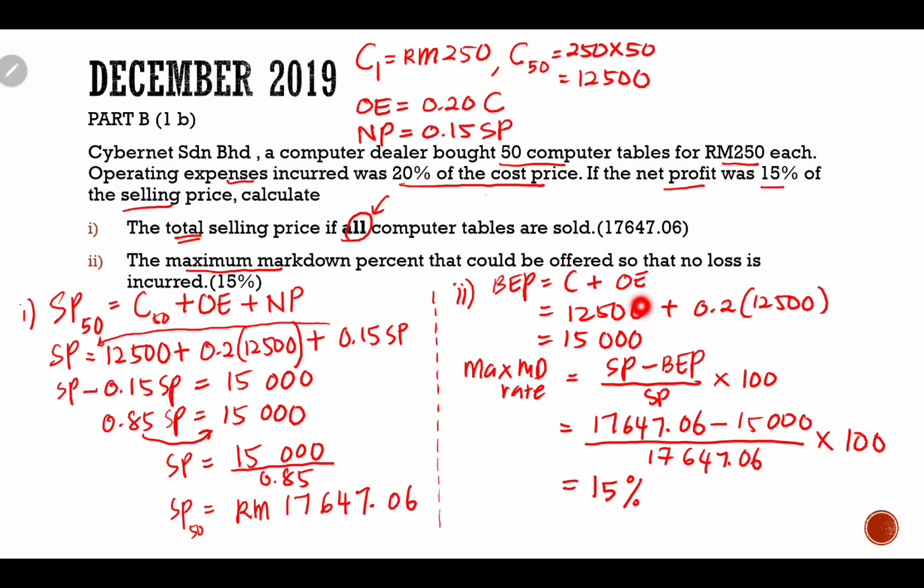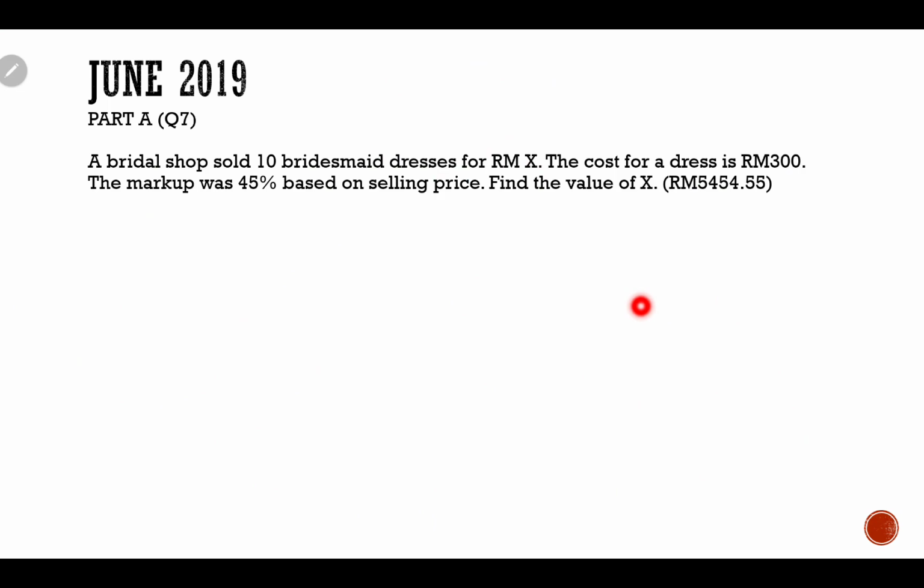Okay, so now let's proceed with June 2019. We have part A and part B. For part A, a bridal shop sold 10 bridesmaid dresses for RM X. The cost for a dress is 300 ringgit. The markup was 45% based on selling price. Find the value of X.